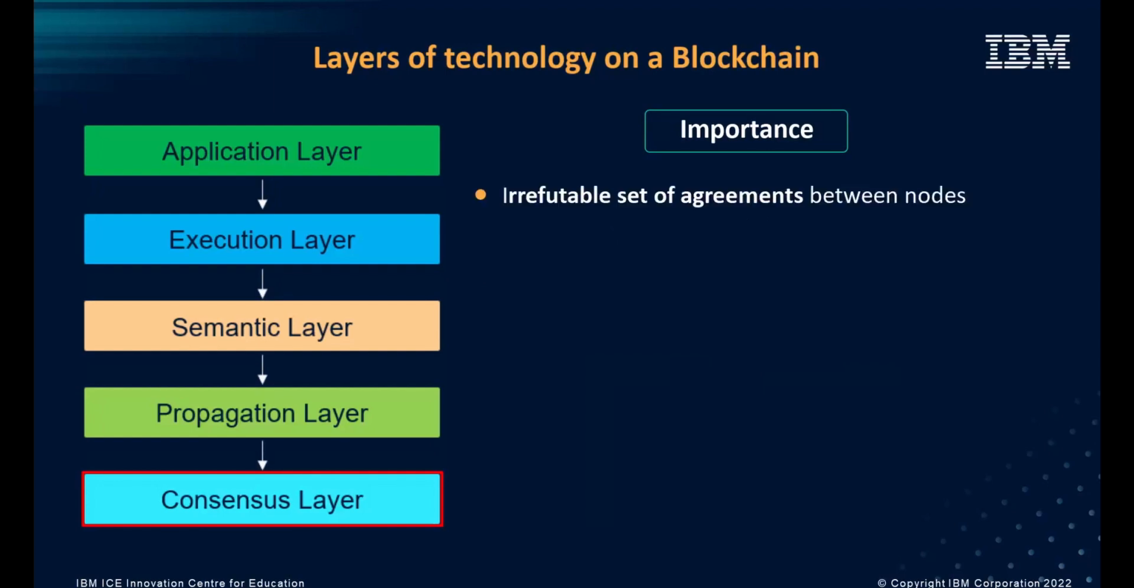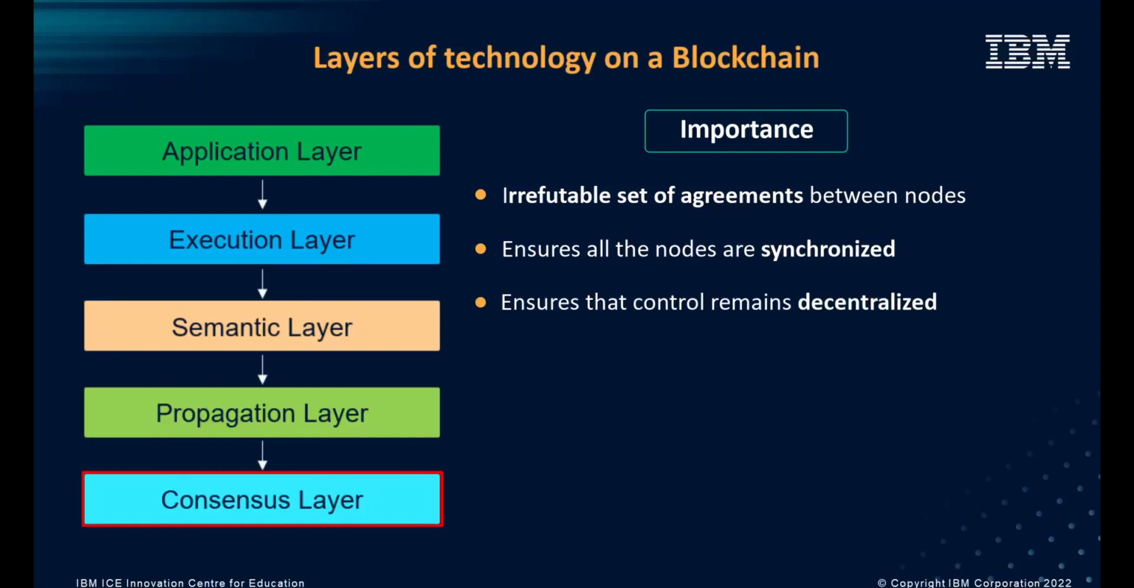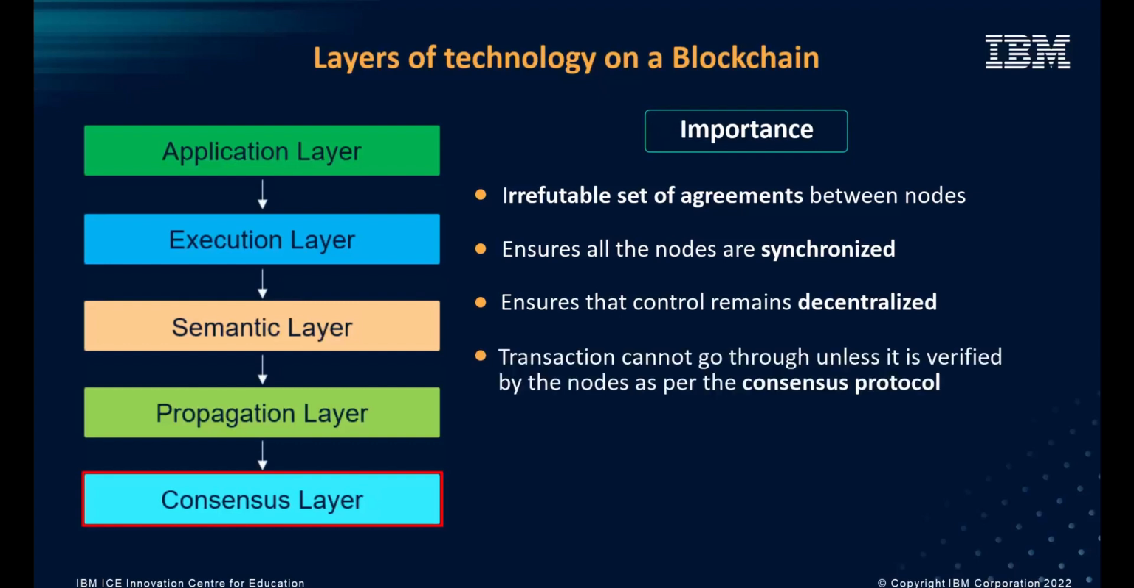Consensus creates an irrefutable set of agreements between nodes that are participants in the network. Consensus ensures all the nodes are synchronized. Consensus ensures that all the nodes agree to a single version of the truth. Consensus ensures that control remains decentralized. This prevents any single entity from controlling the entire blockchain network. Consensus guarantees that a transaction cannot go through unless it is verified by the nodes as per consensus protocol.